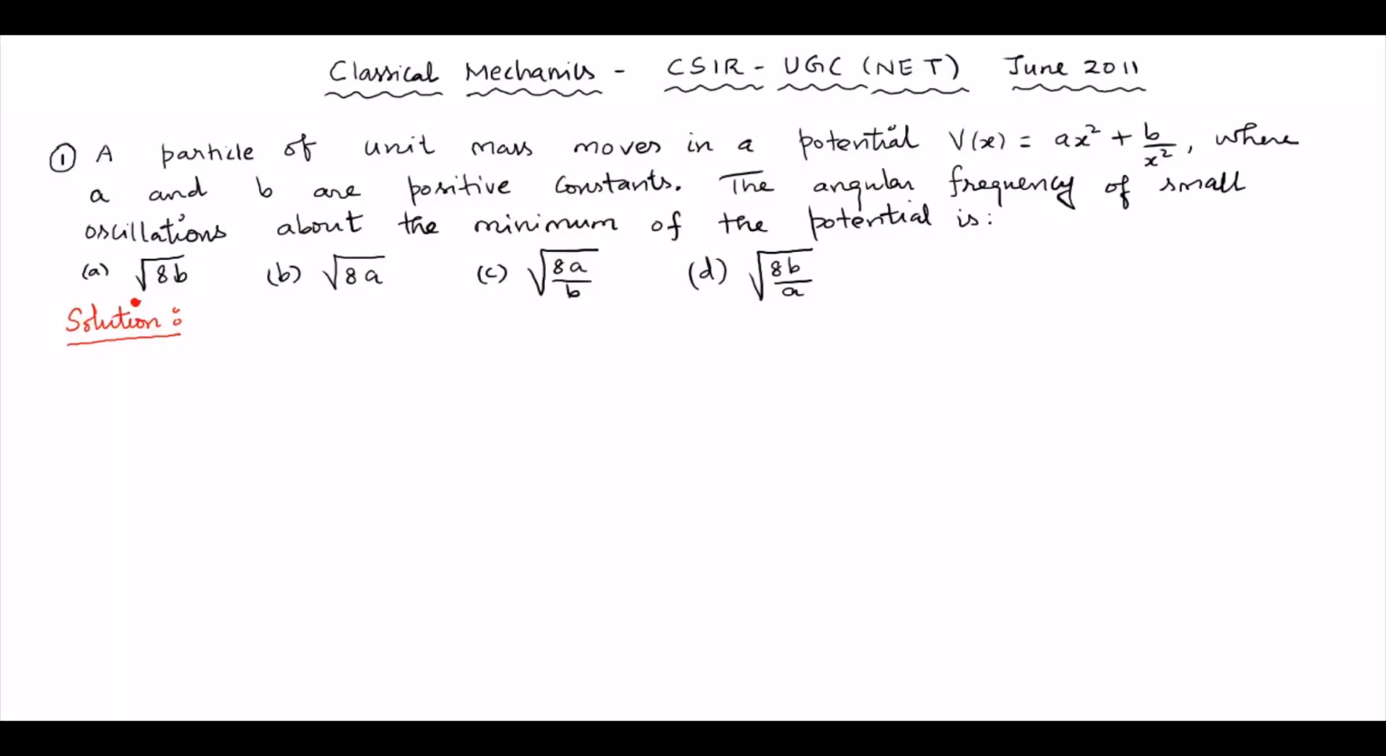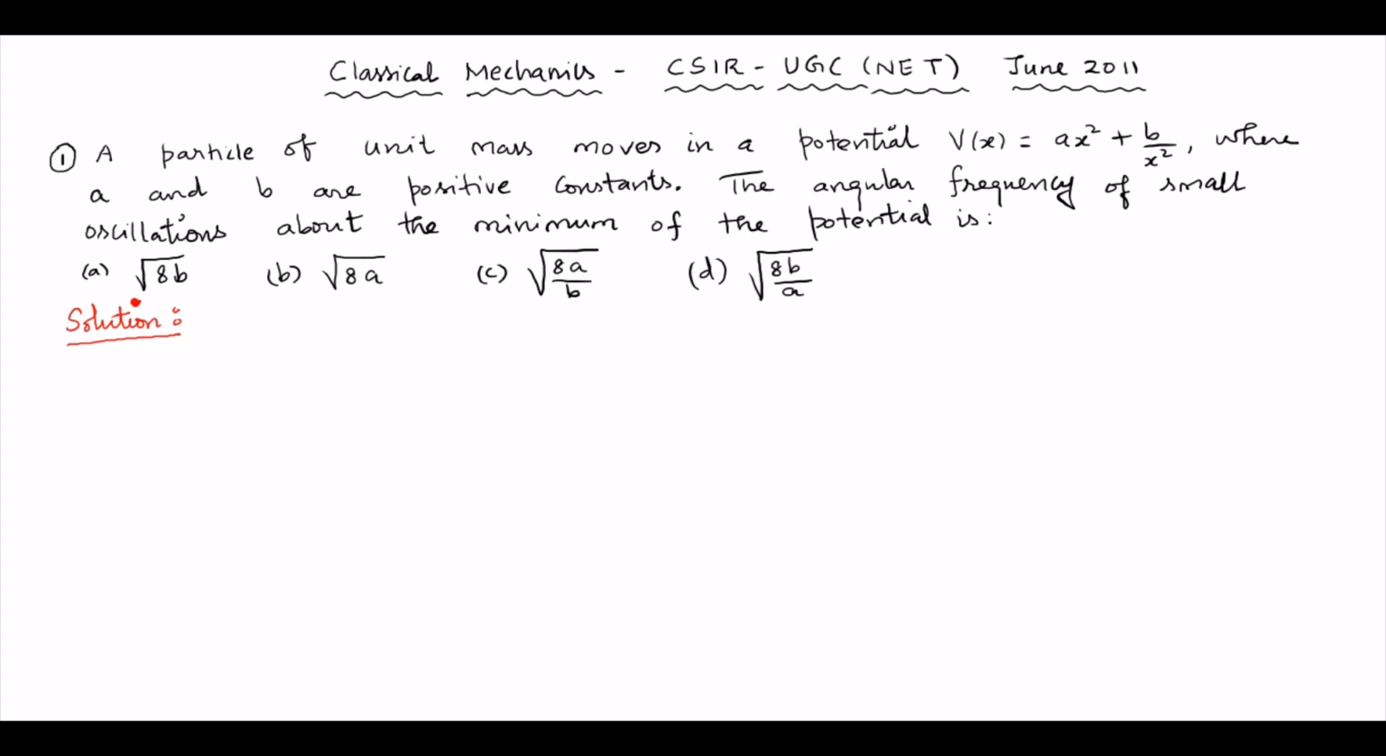This is a classical mechanics question which was asked in CSIR UGC NET June 2011. A particle of unit mass moves in a potential V of x equal to ax square plus b by x square, where a and b are positive constants. The angular frequency of small oscillations about the minimum of the potential is: square root of 8b, square root of 8a, square root of 8a by b, square root of 8b by a.